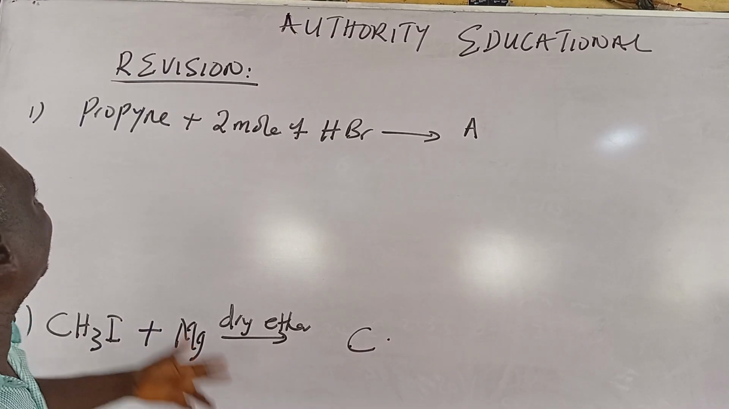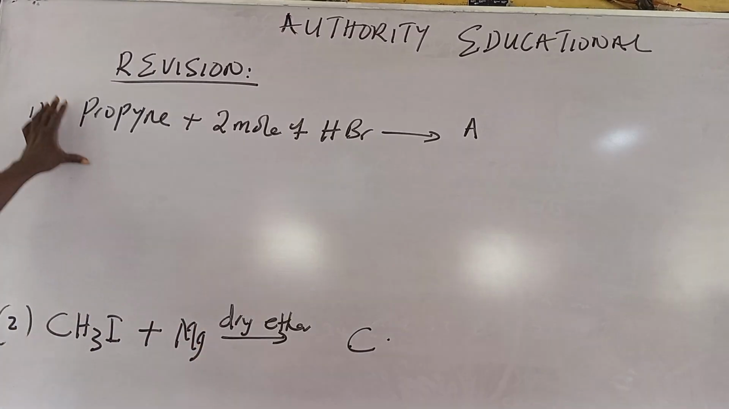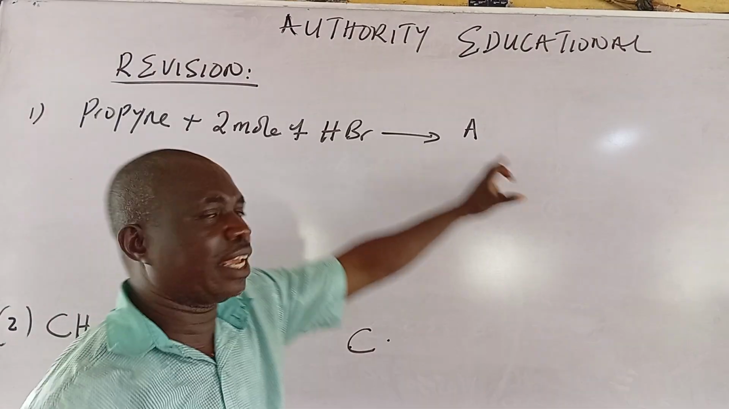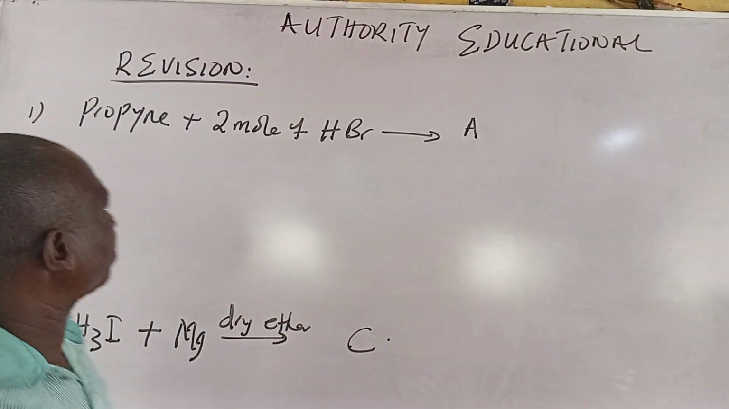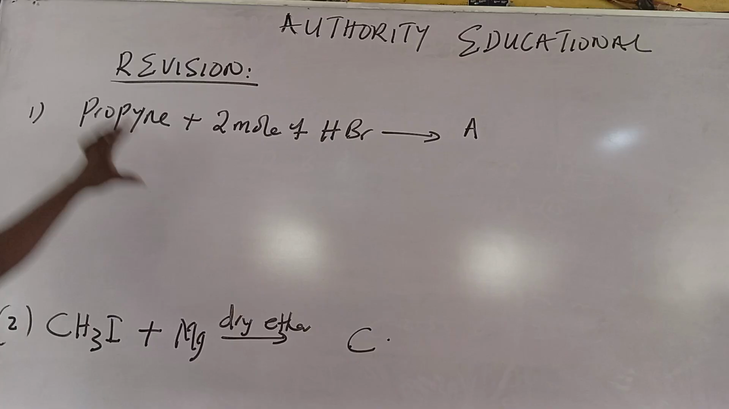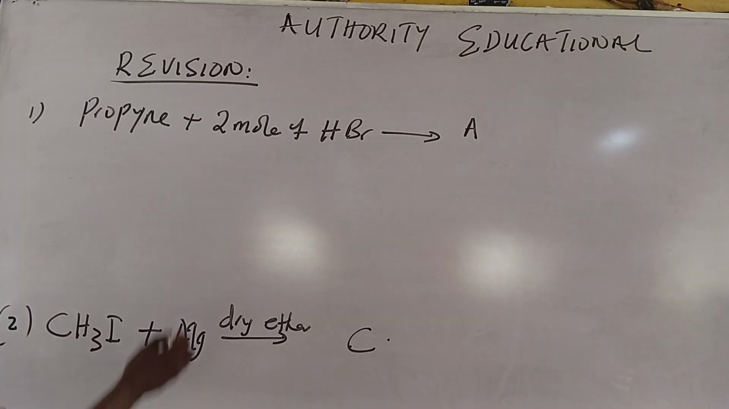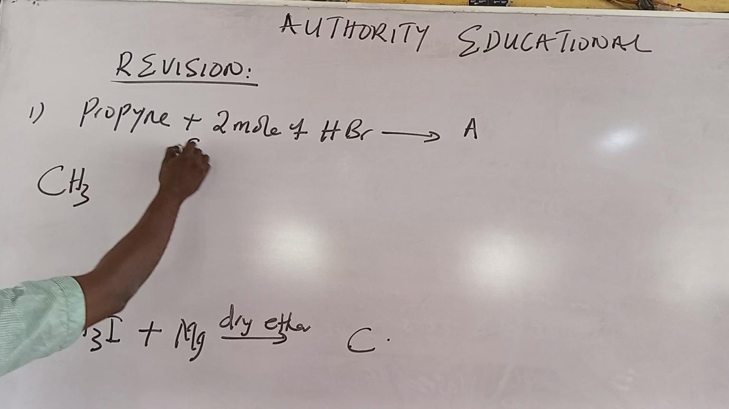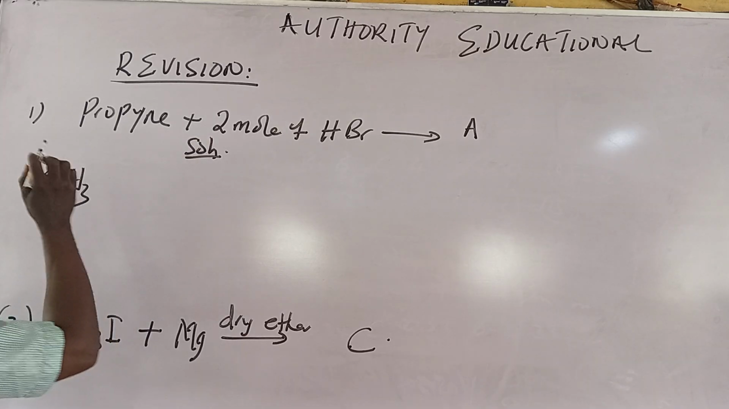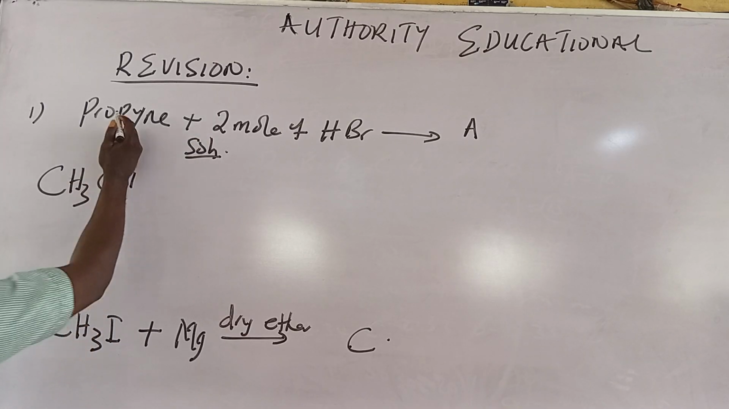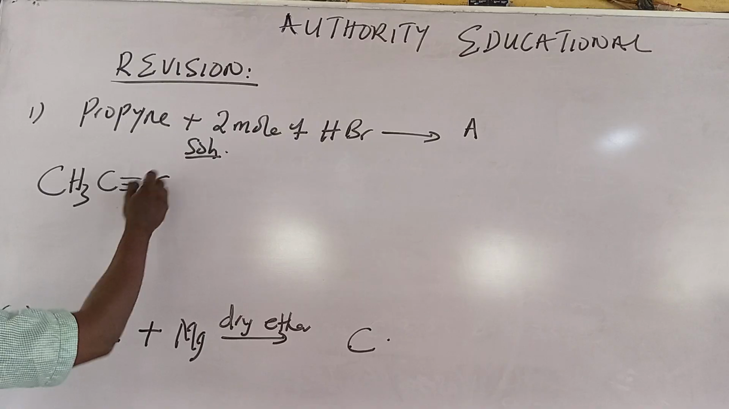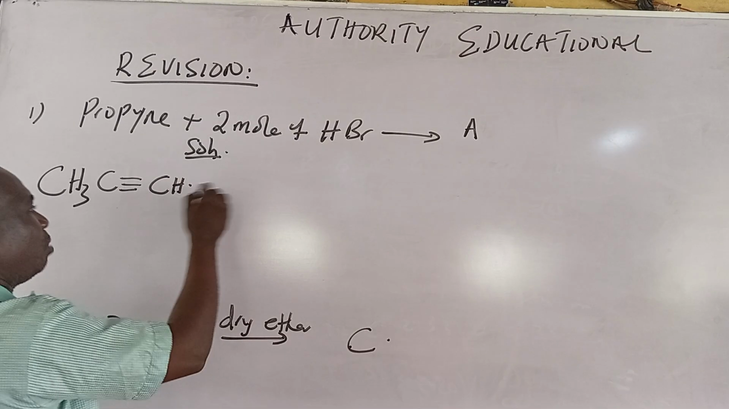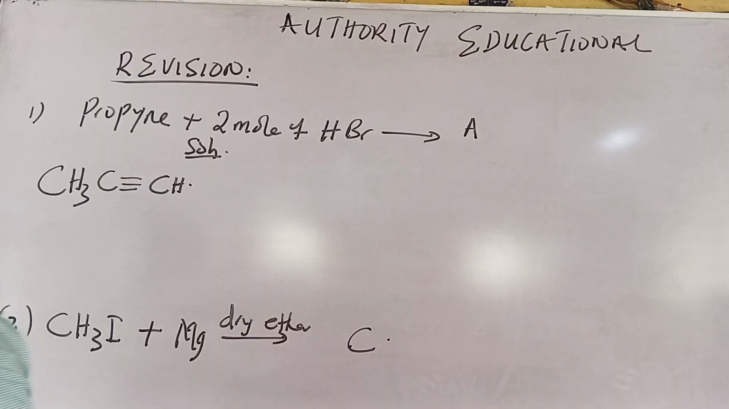In this place, the question reads: propyne plus 2 moles of HCl gives A, identify A. First, you should know what propyne is. You write the formula: propyne is CH3-C≡CH. This is propyne reacting with 2 moles of HCl.